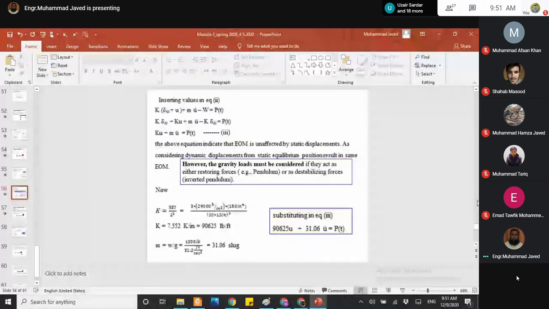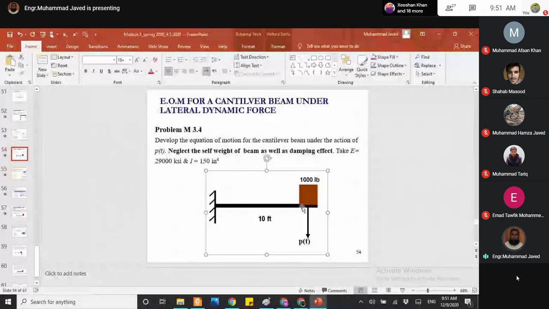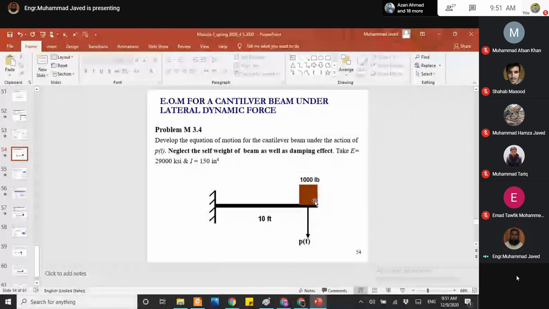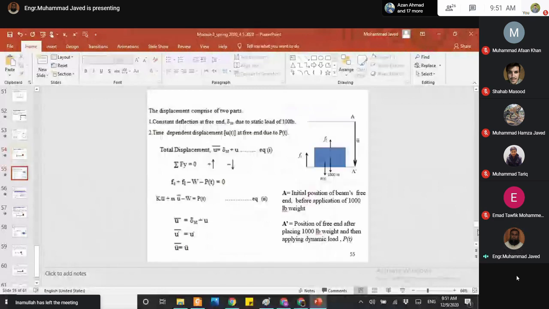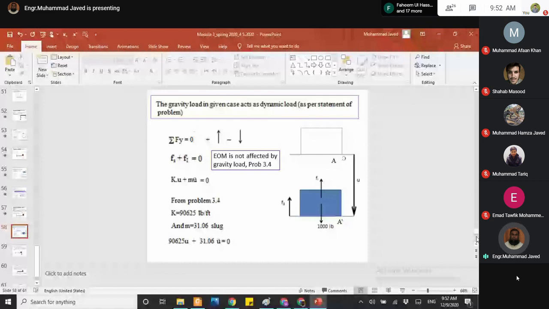which you obtained in this case. Only the difference is in this case a dynamic force was acting, which was incorporated in the equation of motion. In this case, the suddenly applied load acts as a dynamic force, and we have no other dynamic force, and the equation of motion doesn't have P of t. Now, if you have any question, you can ask so that we can proceed further.